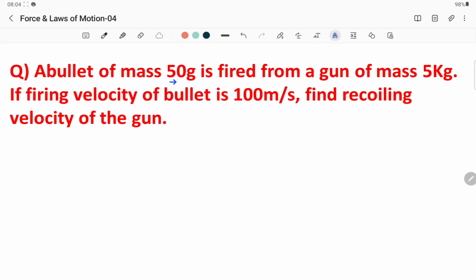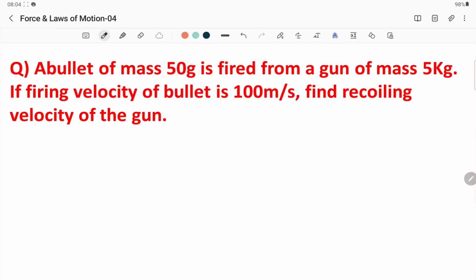A bullet of mass 50 gram is fired from a gun of mass 5 kg. I mean mass of the bullet and mass of the gun both are given, 50 gram and 5 kg. This 50 gram has to be converted into kg. Alright. If firing velocity of bullet is 100 meter per second. I mean firing velocity is 100 meter per second. Alright. Find recoiling velocity of the gun. This is a very classic problem.